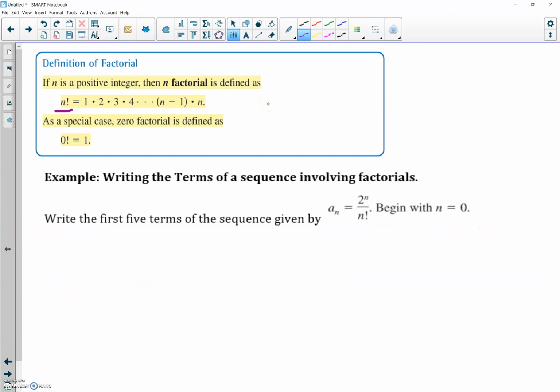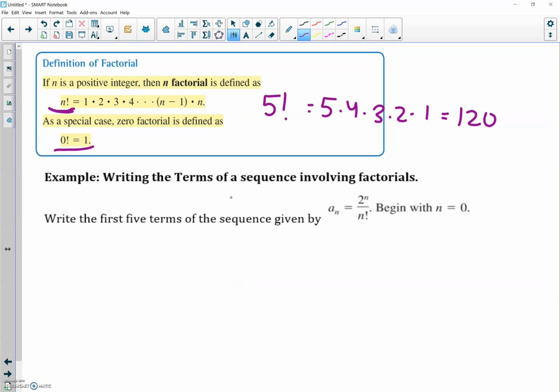The next definition in our chapter is called factorial. The way you say this exclamation point here would be n factorial, which means the product of all of the positive whole numbers multiplied up through n. So 5 times 4 times 3 times 2 times 1, which equals 120. The special case 0 factorial always equals 1.